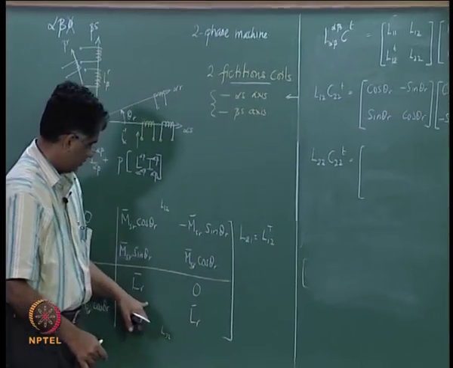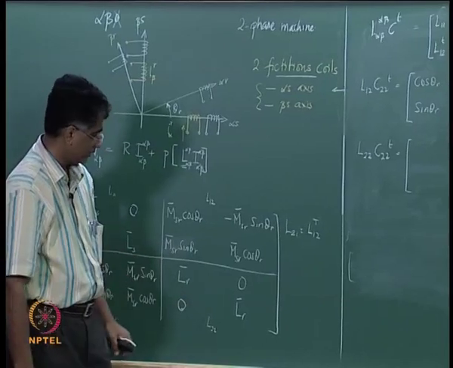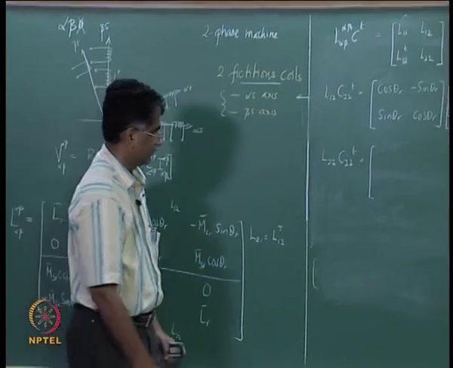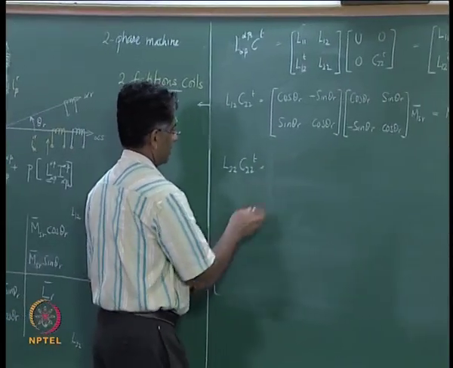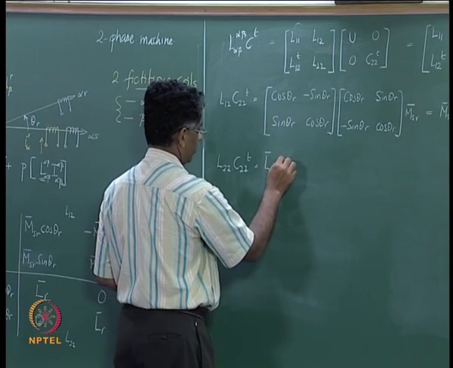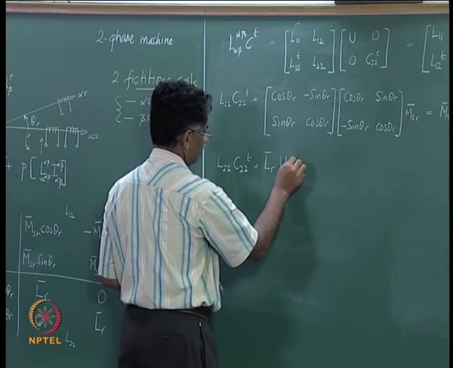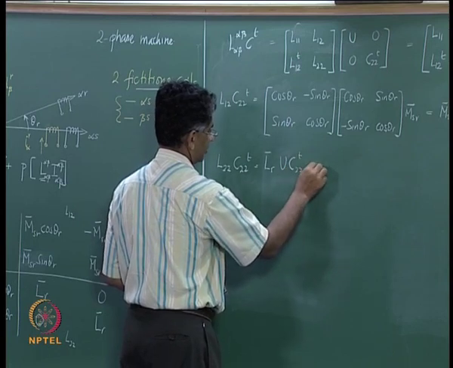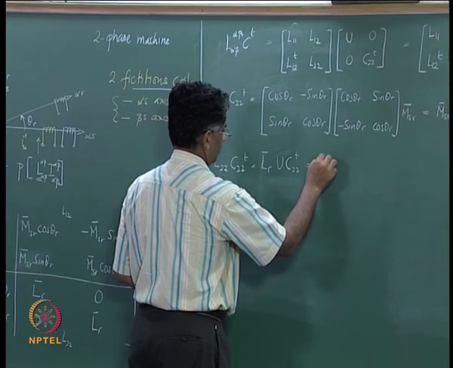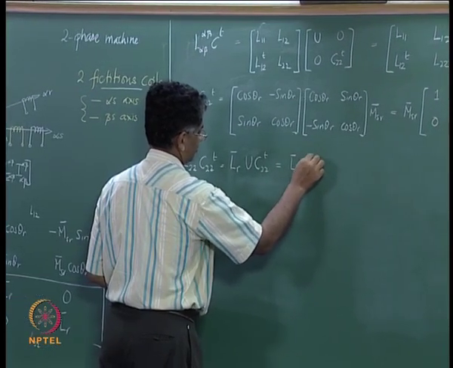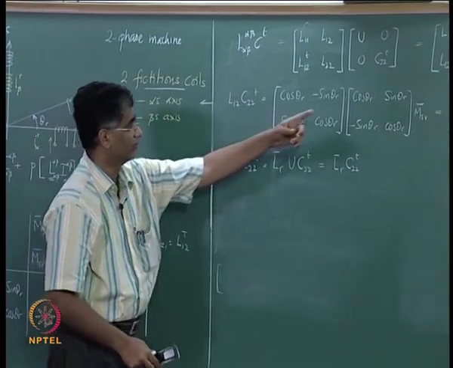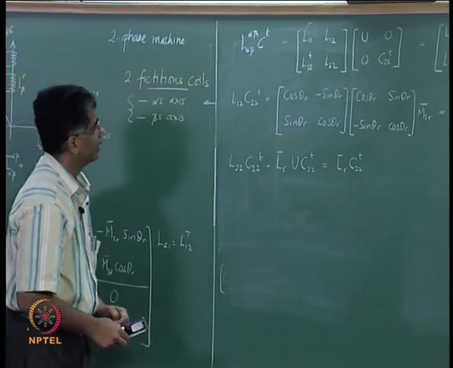L22 is not depending on the rotor angle, it is simply LR, LR, 0, 0, and therefore this can be written as LR multiplied by the identity matrix 2 by 2 into C22 transpose, which is simply LR dash into C22 transpose. So it is the same C22 matrix that you have multiplied by LR.